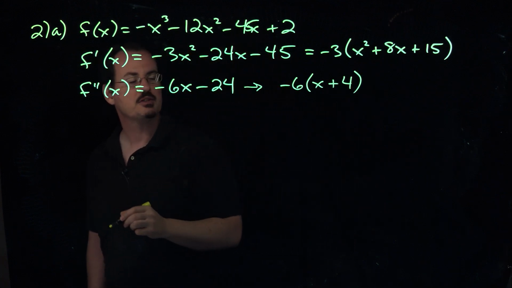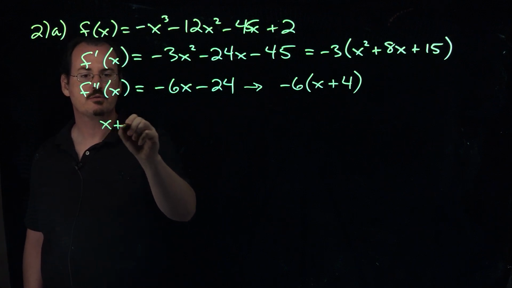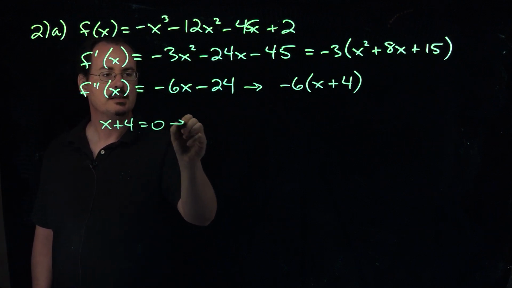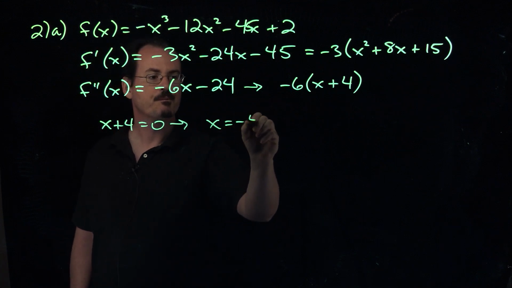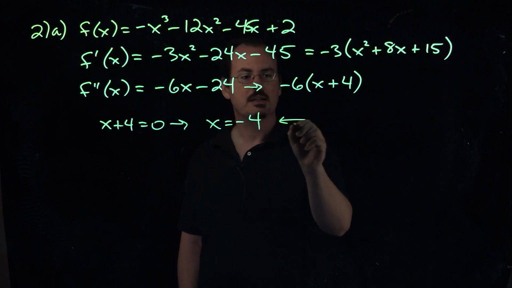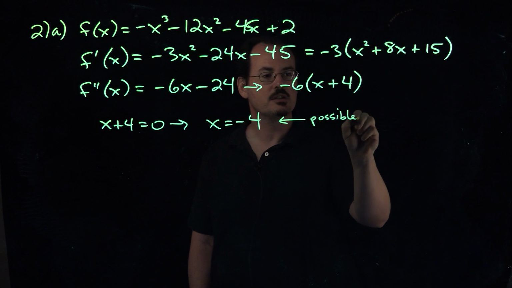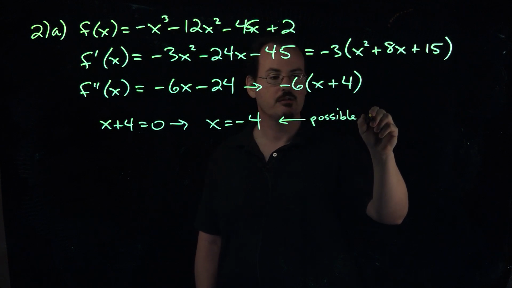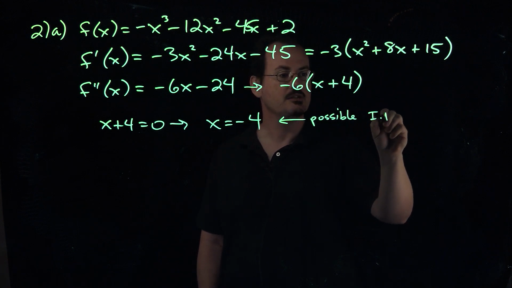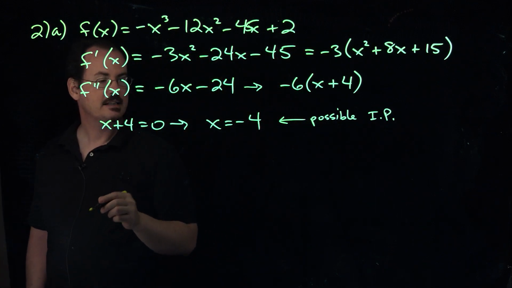Okay. And if we set that thing equal to 0, we'll get basically just x plus 4 equals 0. Okay, so that tells us that x equals negative 4 is a possible inflection point. It's a place where we might have an inflection point. Remember, we don't call these critical because we're not talking about the first derivative here. We're not talking about increasing, decreasing. We're talking about concavity. So that's a possible inflection point at x equals negative 4.